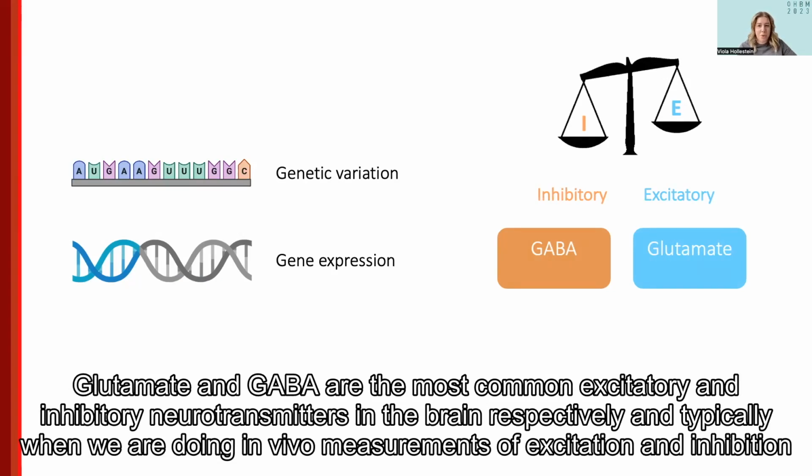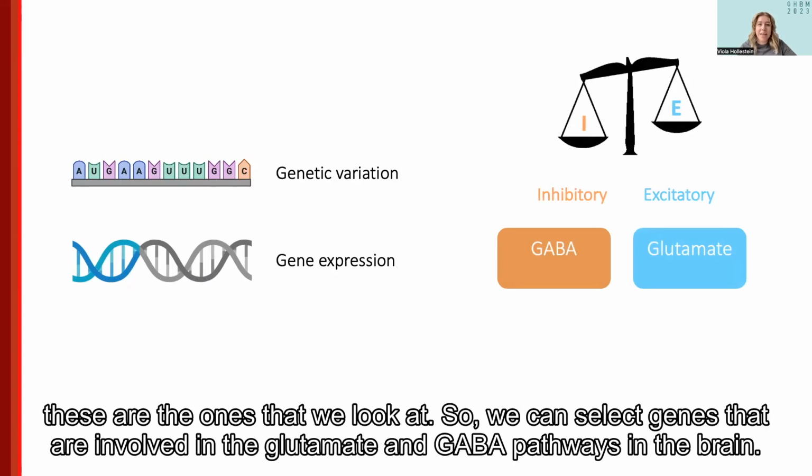Glutamate and GABA are the most common excitatory and inhibitory neurotransmitters in the brain, respectively. And typically, when we are doing in vivo measurements of excitation and inhibition, these are the ones that we look at. So we can select genes that are involved in the glutamate and GABA pathways in the brain.